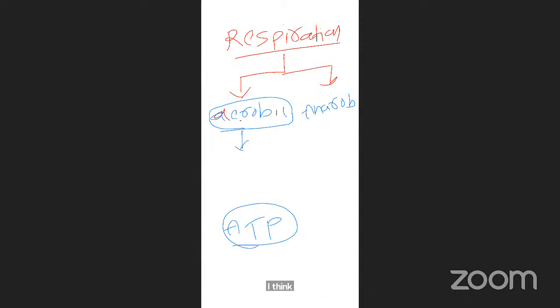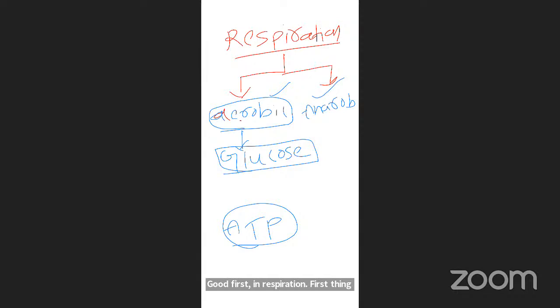What is the end product of photosynthesis? Glucose, sir, and oxygen. So glucose would be the substrate of respiration, for aerobic or anaerobic respiration. In respiration, the first step is only glycolysis. What is that? Glycolysis. That is the first stage of respiration.